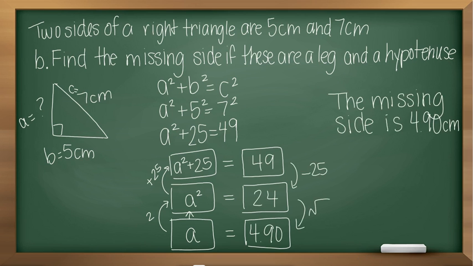So when I take the square root of 24, I get 4.9, which again should make sense to us because 24 is almost 25. So the square root of 25 is 5. So the square root of 24, which is almost 25, should be almost 5. And 4.90 is almost 5. So we find out that the missing side is 4.90 centimeters.